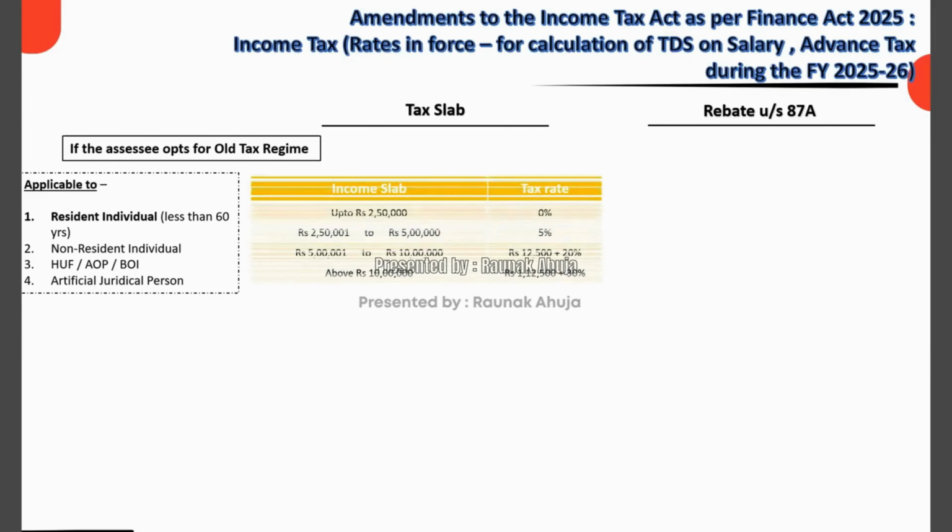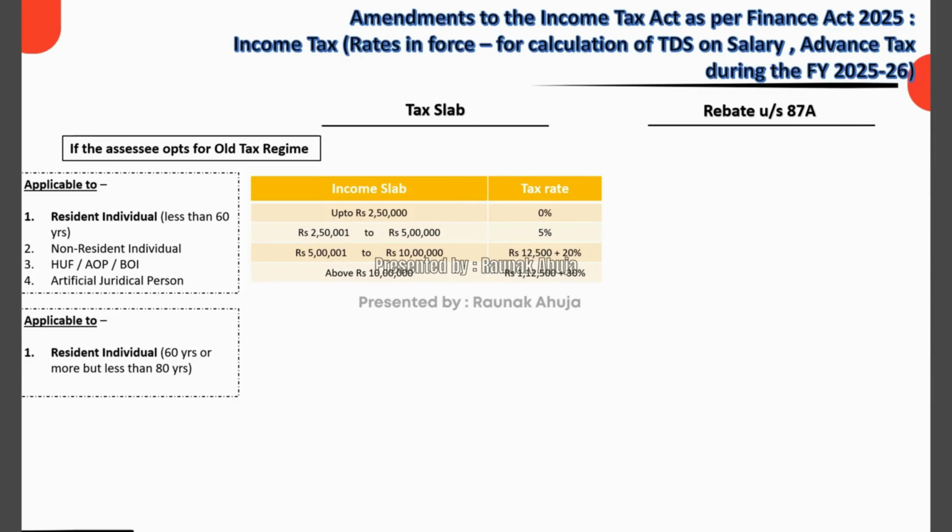In case it's a resident individual with less than 60 years of age, or a non-resident individual, AOP or BOI, or an artificial juridical person, then in such a case, this would be the income tax slab. Up to rupees 2,50,000, 0%, 2,50,000 to 5 lakh, 5%, 5 lakh to 10 lakh, 12,500 plus 20% on the remaining. Above 10 lakhs, 1 lakh 12,500 plus 30%.